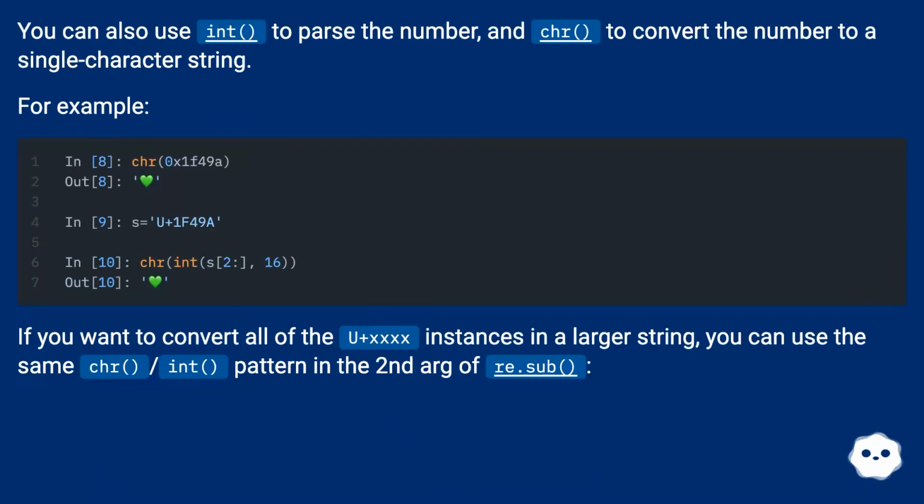You can also use int to parse the number, and chr to convert the number to a single character string. For example, if you want to convert all of the U+4x instances in a larger string, you can use the same int pattern in the second arg of re.sub.